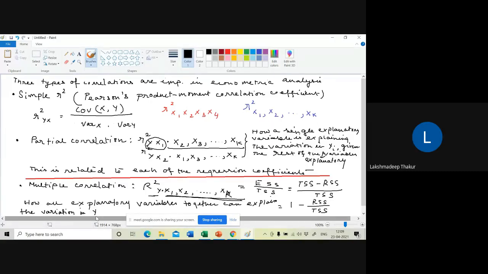Yes ma'am. In that case, y and one variable given the rest, and here y and all the variables. This is the difference. Any other question?